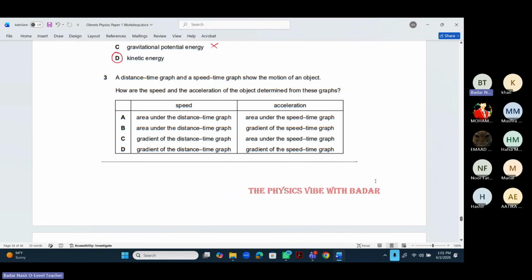A distance-time graph and a speed-time graph show the motion of an object. How are the speed and acceleration of the object determined from these graphs? The gradient of a distance-time graph gives us the speed, and the gradient of a speed-time graph gives us the acceleration. So question number 3 is D.